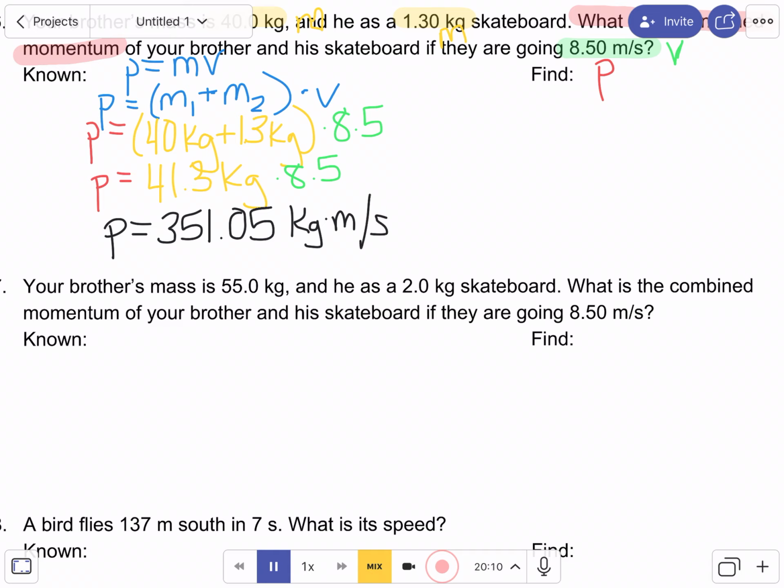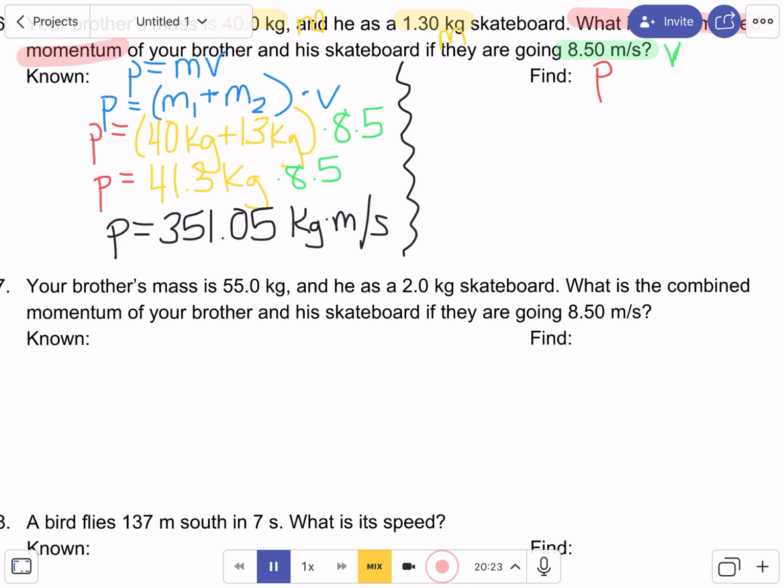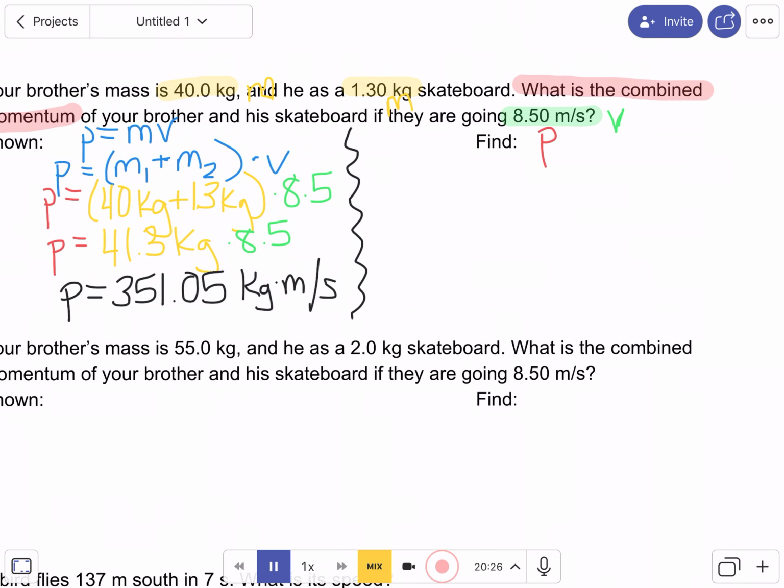So I'm not going to box it in yet because I'm going to try it the second way that's an option and double check that we get the same answer. The other way that we can do this is if we go back to the beginning, I can say I want to find the combined momentum, so I'm going to find the momentum of the skateboard, I'm going to find the momentum of my brother, and then I'm going to add them together. So we could also say P1 plus P2 equals P combined. Hopefully that makes sense.